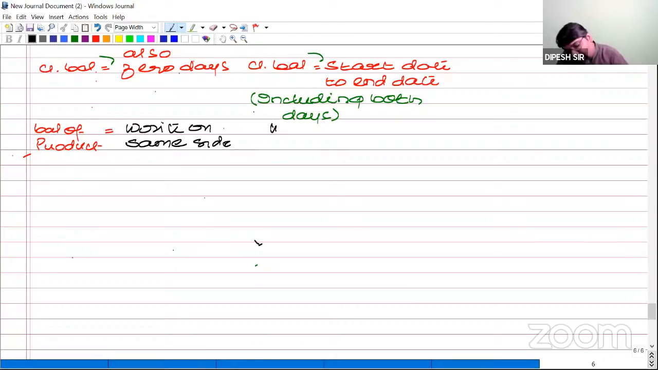Over here, write on opposite side. That means if balance of product comes on credit side, write it on debit side. In case of forward method, balance of product will come on whichever side it comes. If balance of product column comes on the debit side, write it on the debit side. But in case of backward method, if balance of product comes on debit side, you're supposed to write it on the credit side.